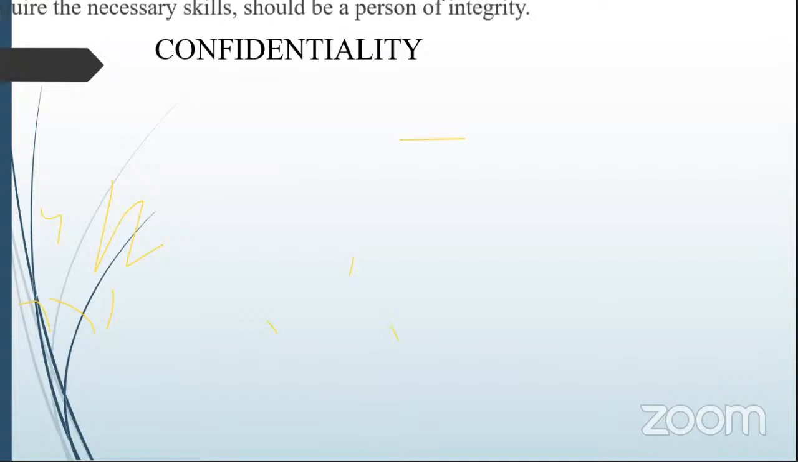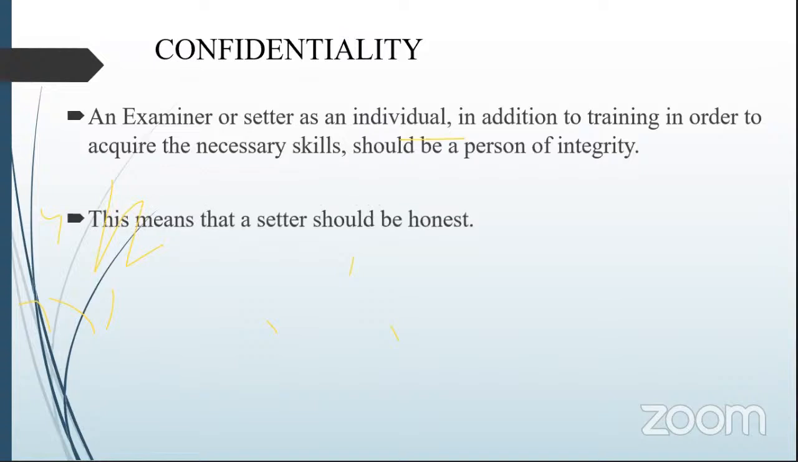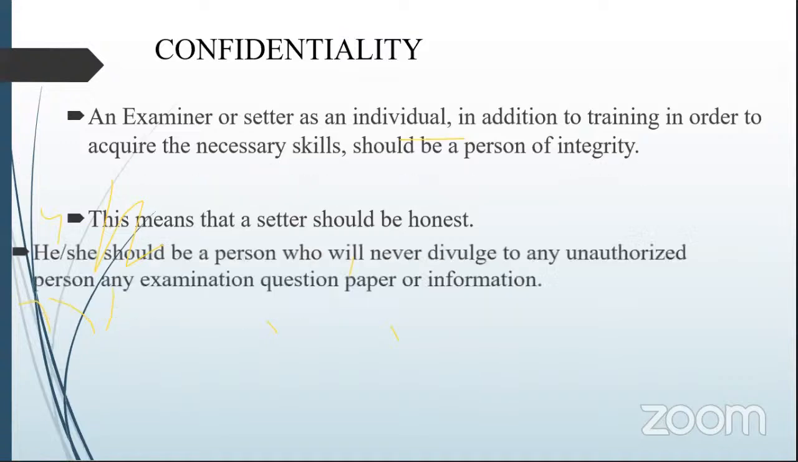Confidentiality is also a cardinal requirement in constructing a test. An examiner or setter or writer, in fact, as an individual, in addition to training, in order to acquire the necessary skills, should be a person of integrity. This means that a setter should be honest.